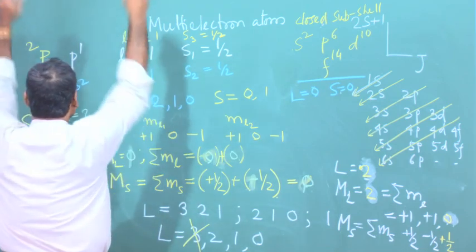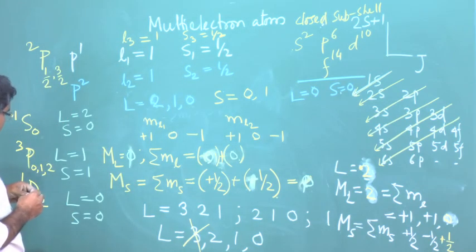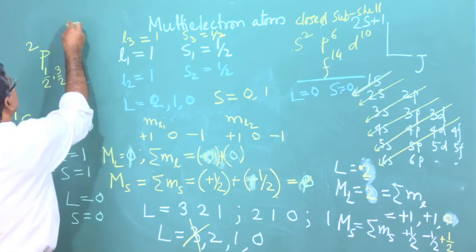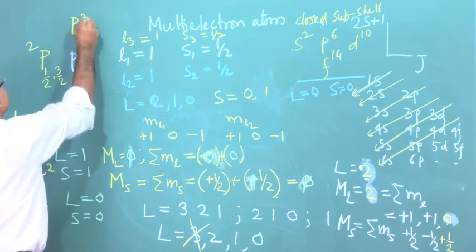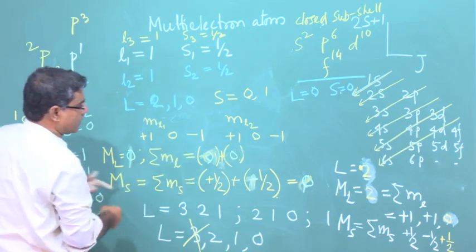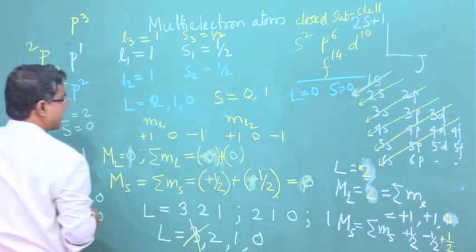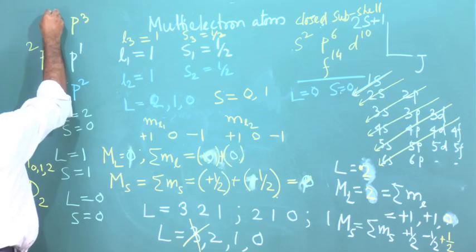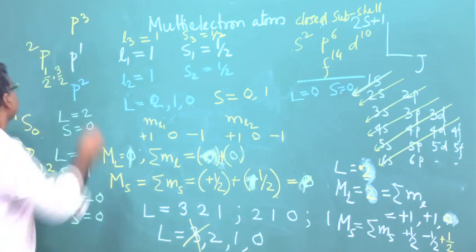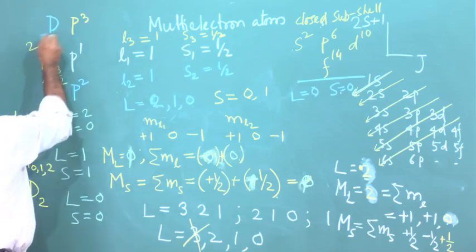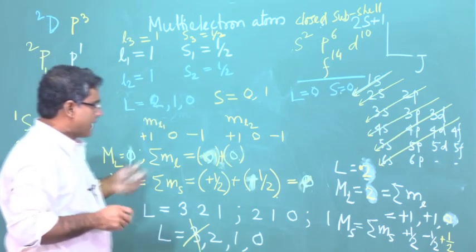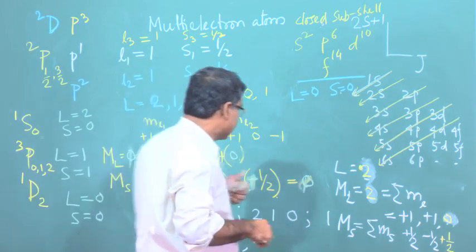So what are we getting for the P3 electron configuration? One value we got: L equal to 2 and S equal to half. L equal to 2 means D, so the term is D, and S equal to half means the multiplicity is 2. And J you can find out, that we will see later on.